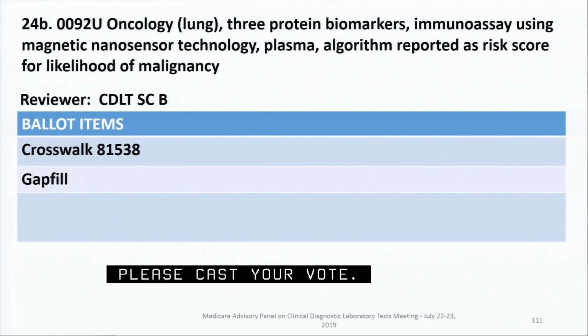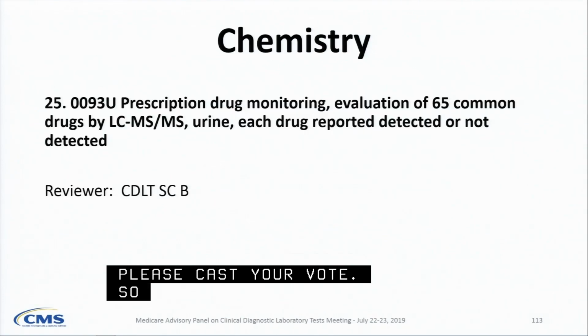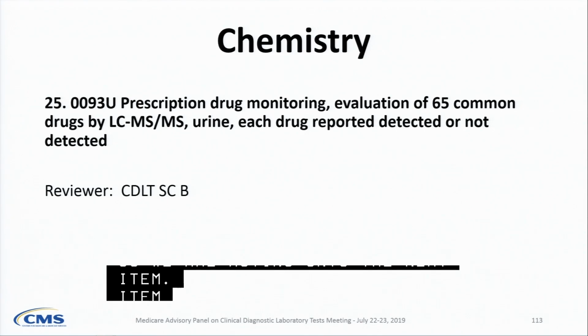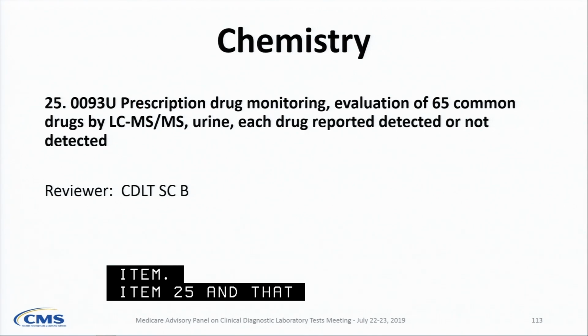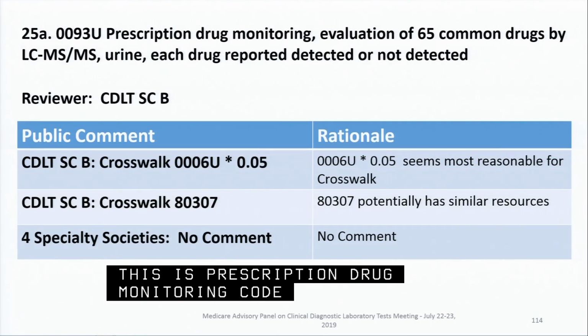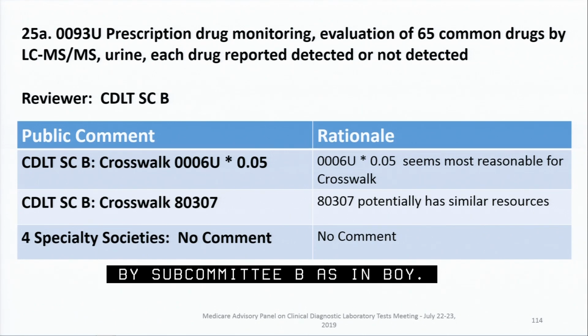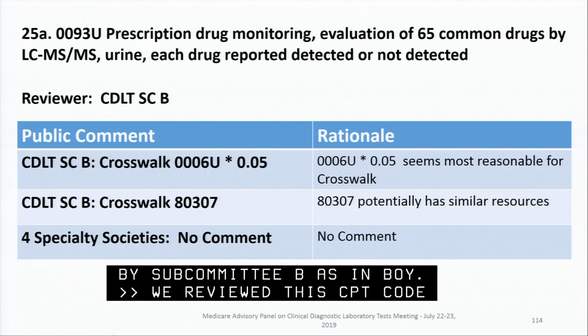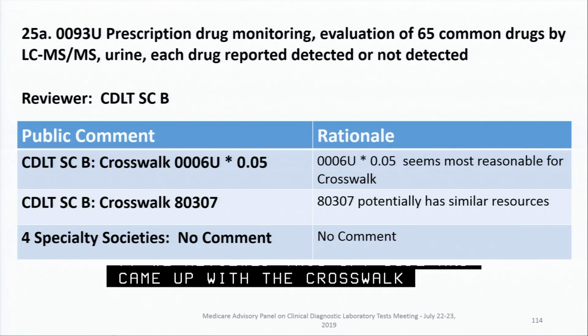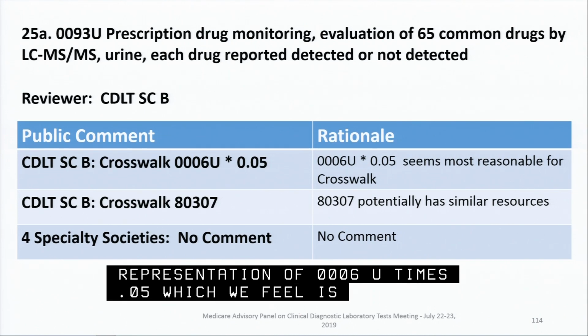Okay. So we're moving on to the next item, item 25, and that is 0093U. And this is a prescription drug monitoring code. It was reviewed by Subcommittee B. This is Dr. Chandra. I'm turning that over to Dr. Chandra. Thanks, Karen. And we reviewed this CPT code, and we came up with a crosswalk recommendation of 0006U times 0.05, which we feel is reasonable for a crosswalk CPT code recommendation here.